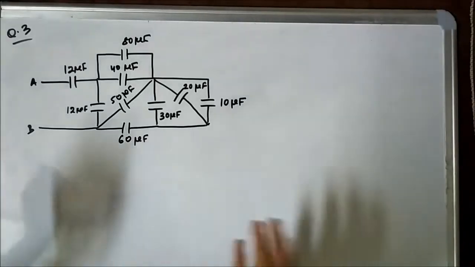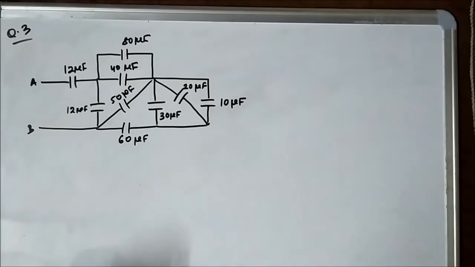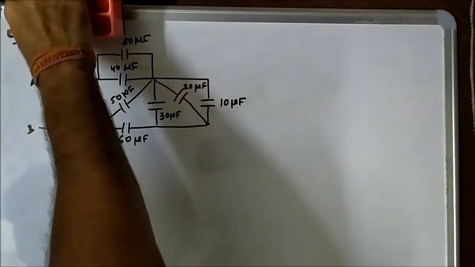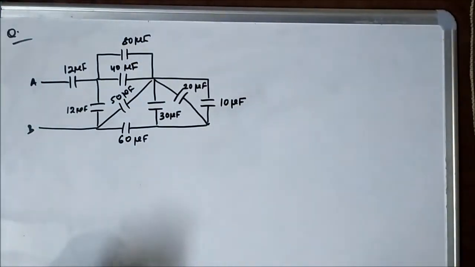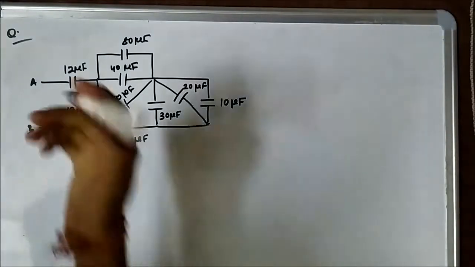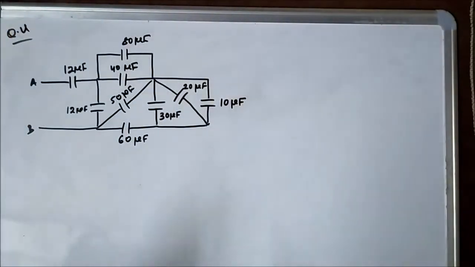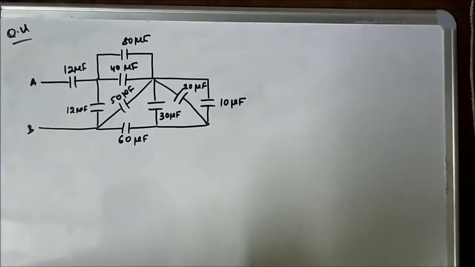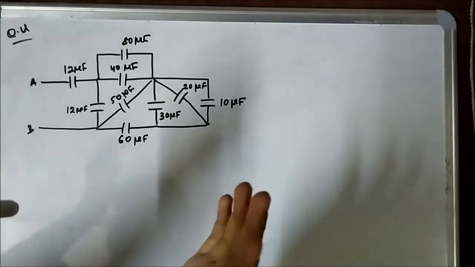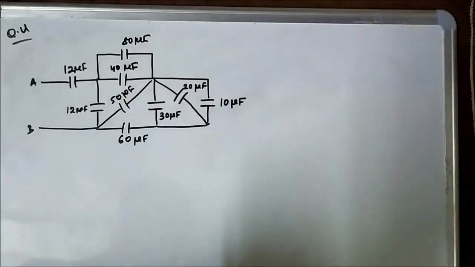So this is another question. Actually, this is the fourth question which we are going to take related to equivalent capacitance calculation. So again we'll approach the circuit in the same way. We'll try to identify patterns of connection.